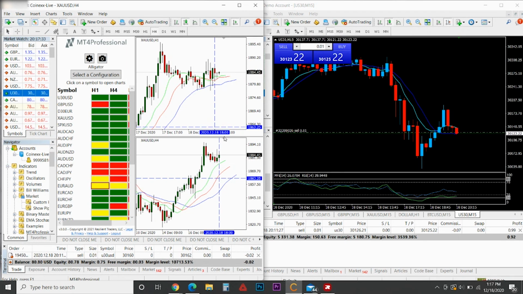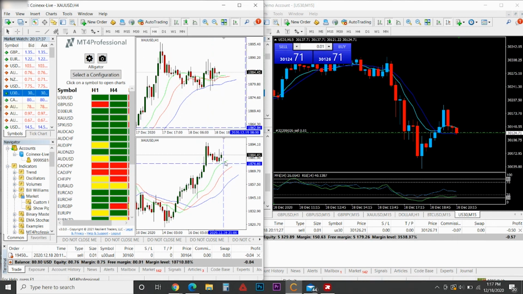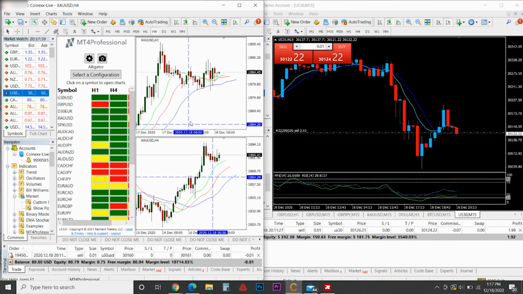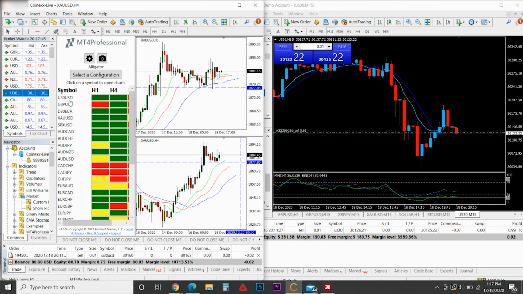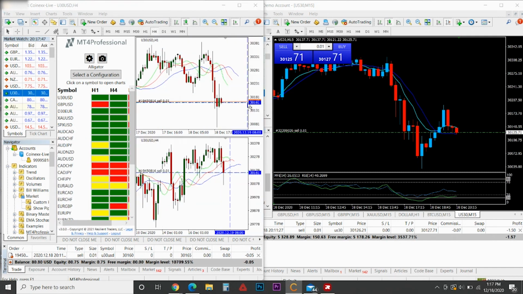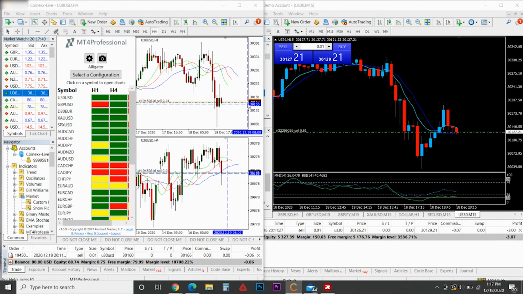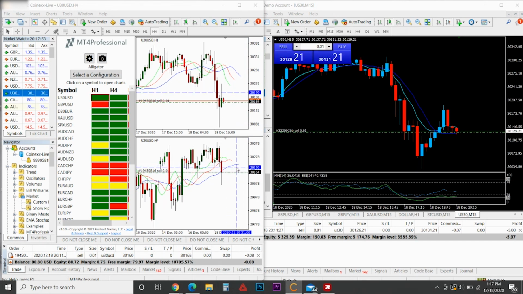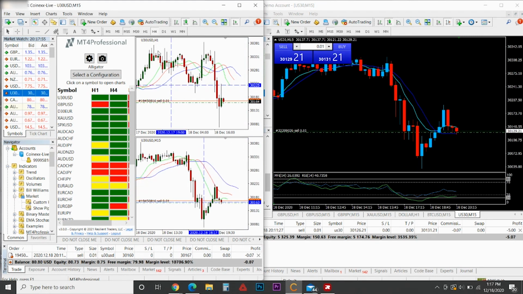So this is US30. Hold up. This is show and go. Let me change that real quick. Okay. So as you guys can see, there is a tremendous price difference. There is no way you will be able to trade US30 on an Osprey account with $80. It's just not possible.